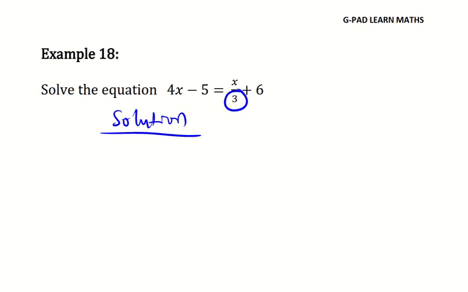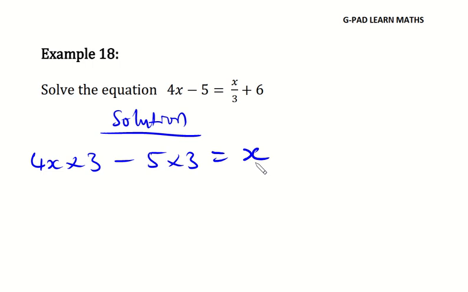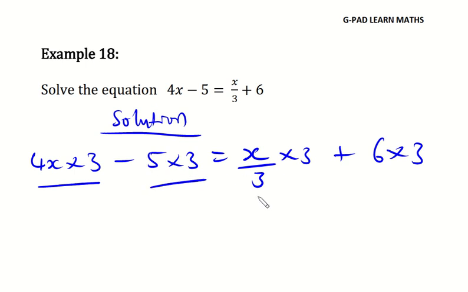So in this case, we have 3. Now I'm going to multiply every single term by 3. You get that? So let's do that. That will be 4x times 3 minus 5 times 3. Please don't neglect any term. They all must be treated specially. All right, don't neglect any term. So this times 3, then plus 6 times 3. This has its own, this has its own, this has its own, and this has its own.